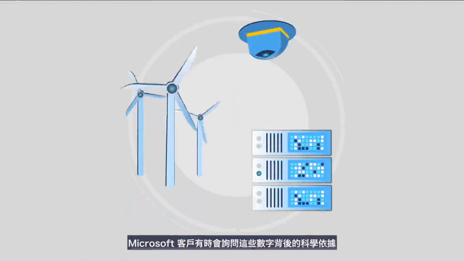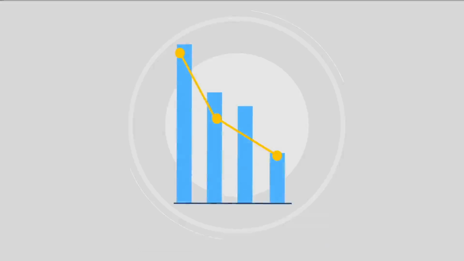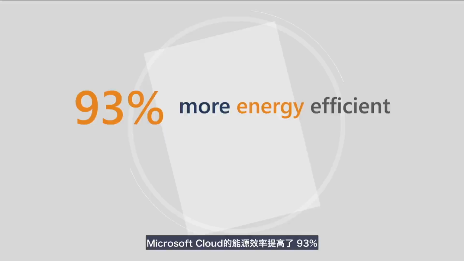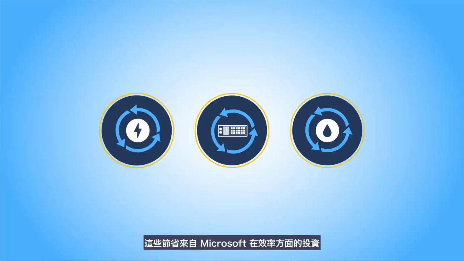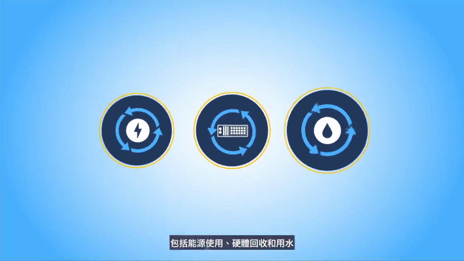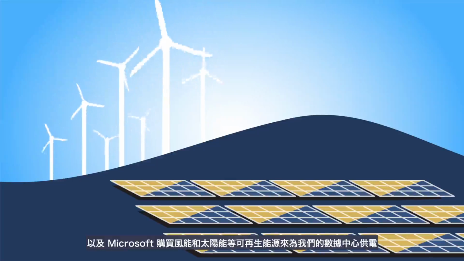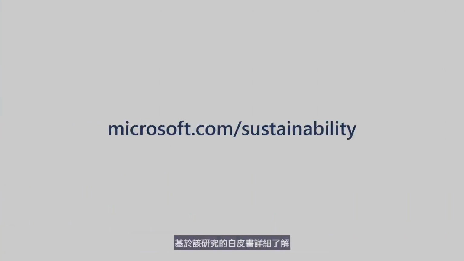Microsoft customers sometimes ask about the science behind these numbers and why they often show such dramatic carbon savings. A 2018 study finds that the Microsoft Cloud is as much as 93% more energy efficient and as much as 98% more carbon efficient than an on-premises solution. These savings come from Microsoft investments in efficiency, including energy use, hardware recycling, and water use, as well as Microsoft purchases of renewable energy like wind and solar used to power our data centers. You can download a white paper based on the study at microsoft.com/sustainability to learn more.